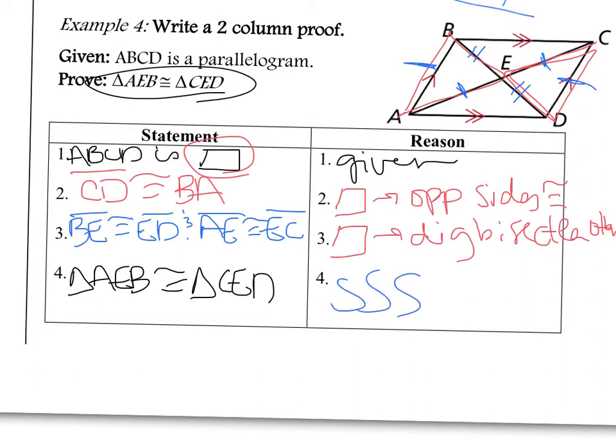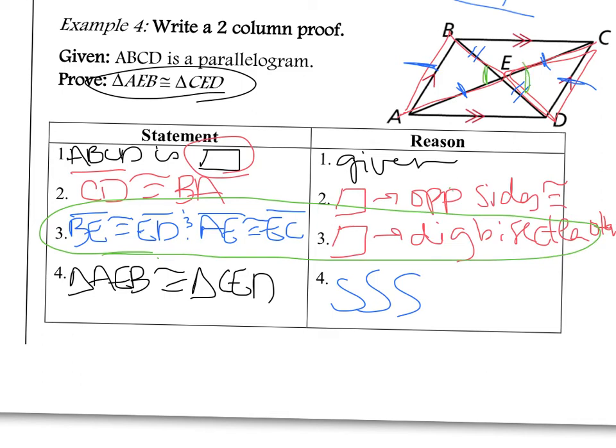If you wanted to, you could have used this same step for step 3 right here. Instead of using opposite sides are congruent, you could have done vertical angles like we did back in chapter 4. And then you would have used side, angle, side instead of side, side, side. But either way, step 1, step 3, and step 4 have to be there. You could have swapped out step 2 if you wanted to.